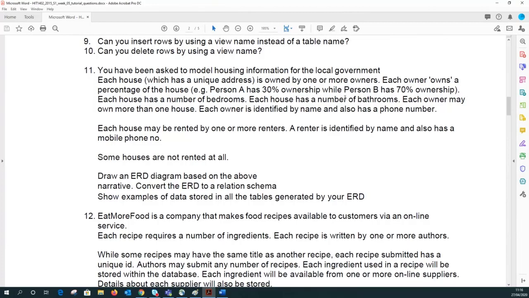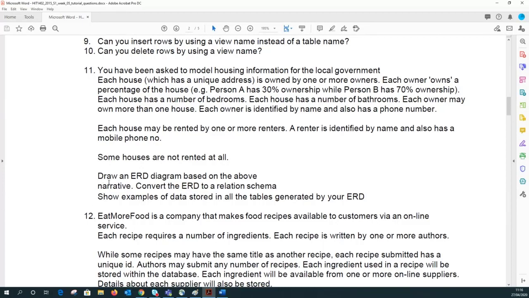Each house has a number of bathrooms. Each owner may own more than one house. Each owner is identified by the name and also has the phone number. Each house may be rented by one or more renters. A renter is identified by the name and also has a mobile phone number. Some houses are not rented at all.